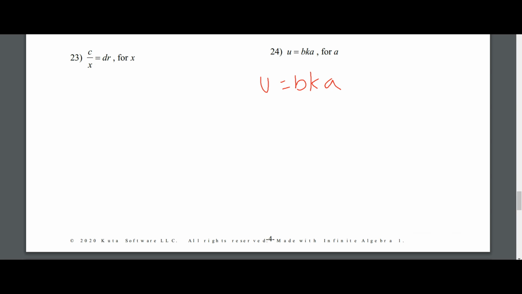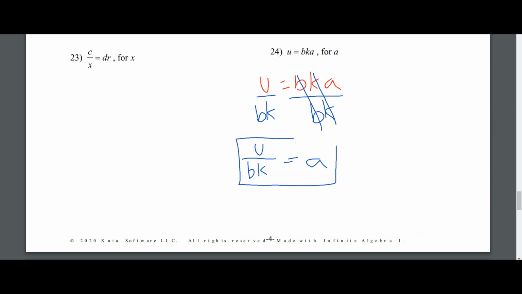Notice that a is being multiplied to b and k. Well, inverse operation of multiplication would be division. So if I just divide both sides by bk, that will take care of it, which would give me u divided by the product of bk is equal to a, because my bk in my numerator simplifies with my bk in my denominator.